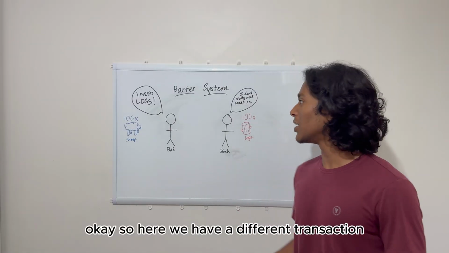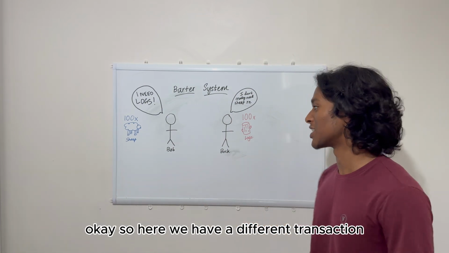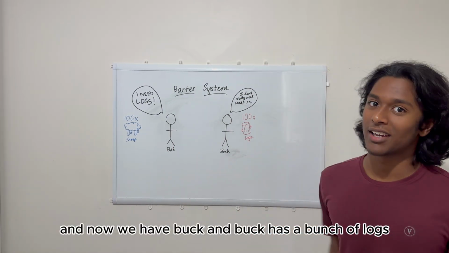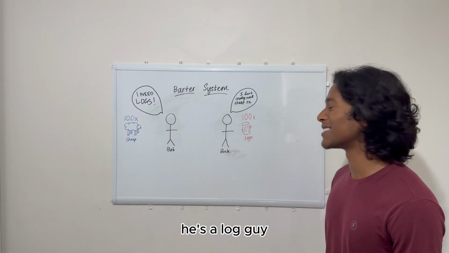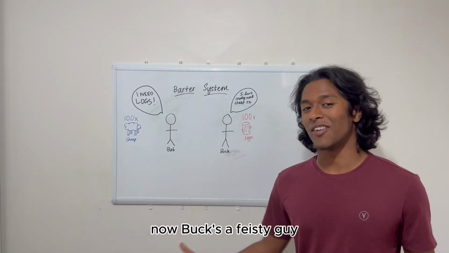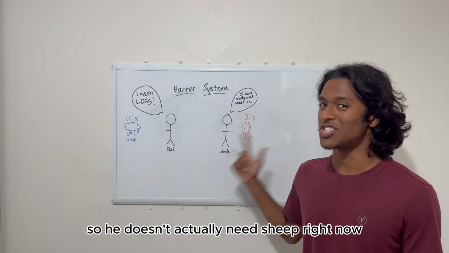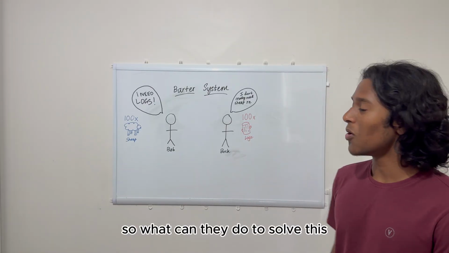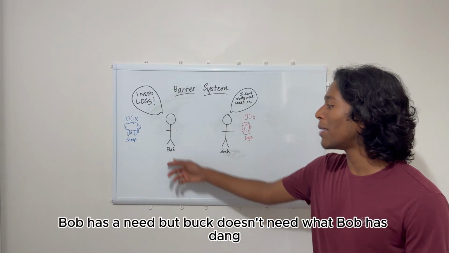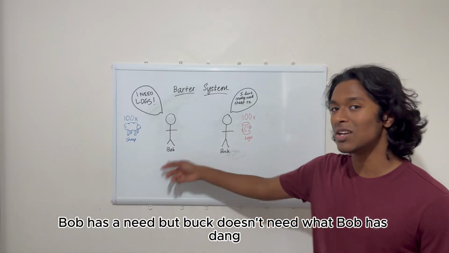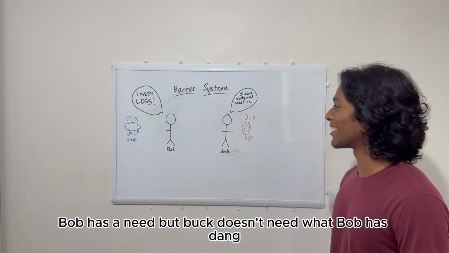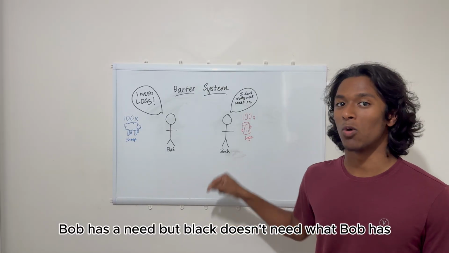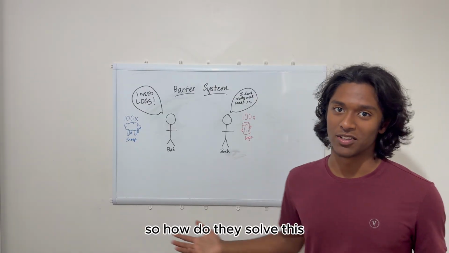Okay, so here we have a different transaction. We've still got Bob and he has 100 sheep. Now we have Buck, and Buck has a bunch of logs. He's a log guy. Buck's a feisty guy, so he doesn't actually need sheep right now. But Bob desperately needs logs. So what can they do to solve this? Bob has a need, but Buck doesn't need what Bob has. So how do they solve this?